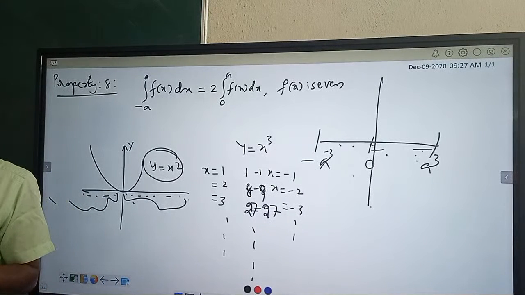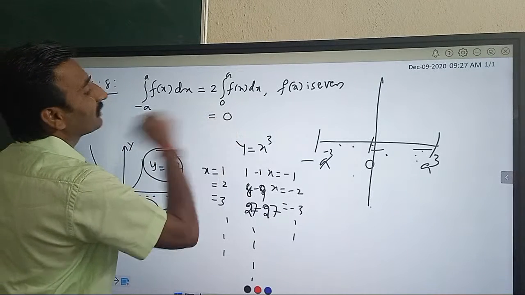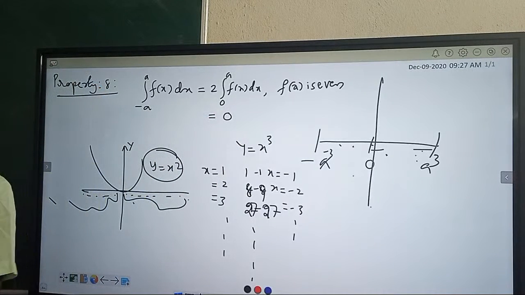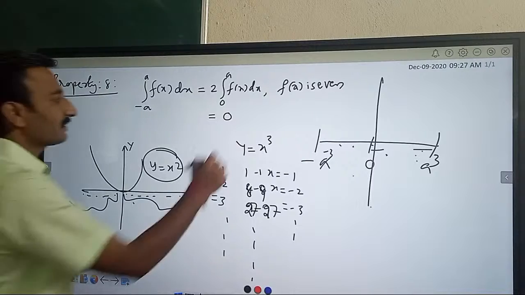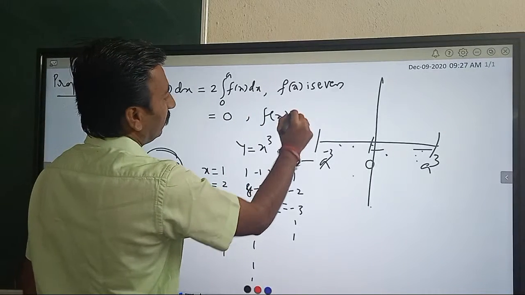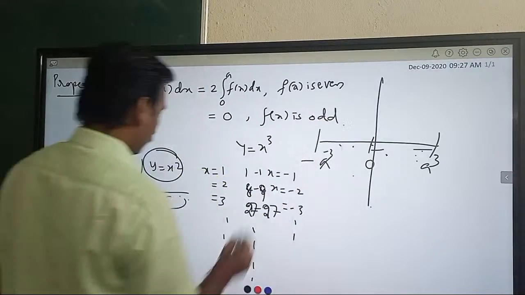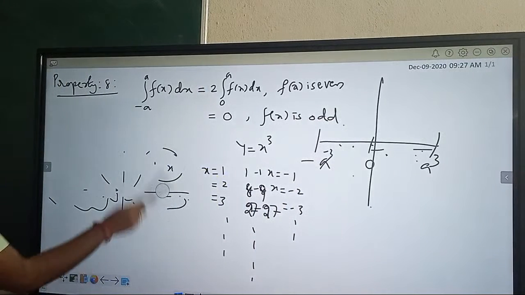What is the meaning of that? So the answer of this will be 0, when f of x is odd. Correct? Now look at this part. It's very, very simple now.